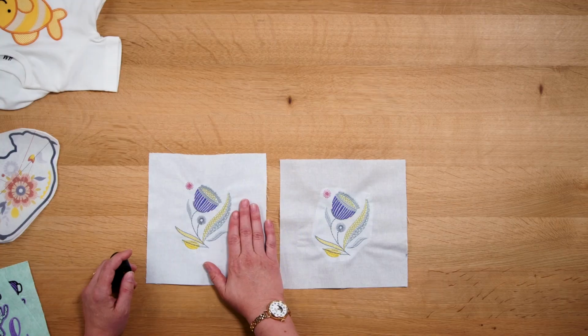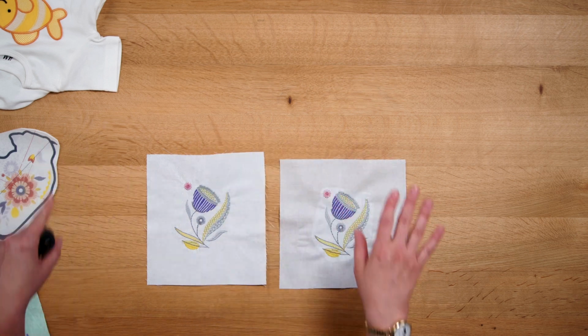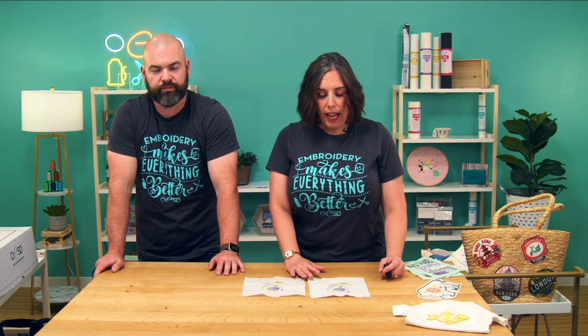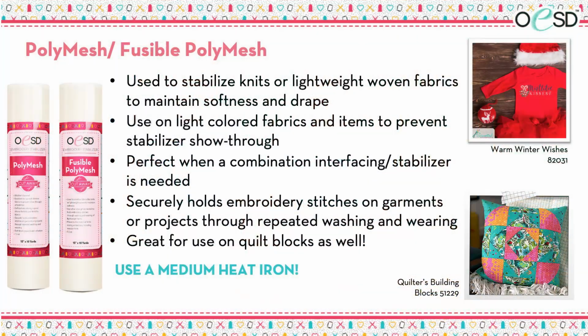So you would fuse a piece of fusible woven to the entire project, essentially, to the back of the fabric. That's a very easy way to say that. And then you will stabilize like normal. So it is a pre-stabilizer. Yes. Again, it's not something you hoop. It goes on the material that you then hoop. It becomes part of your fabric. Yes, it is permanent. And we're going to talk again about our favorite polymesh and fusible polymesh.